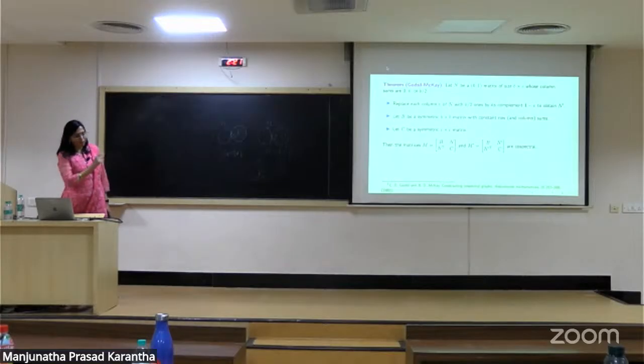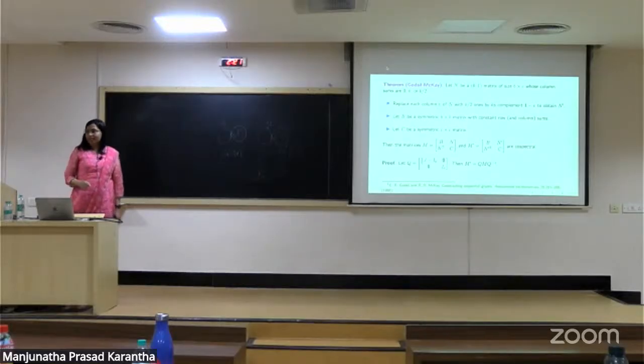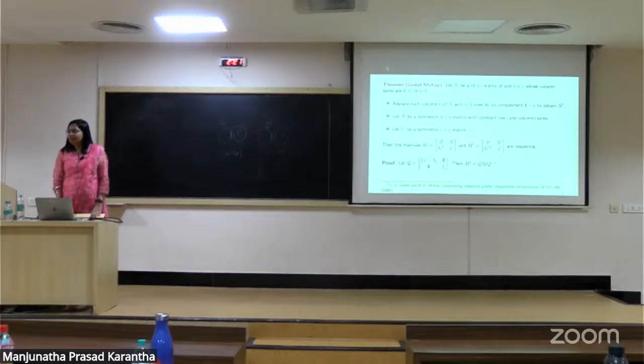Here both the matrices are similar, which you can observe, because if you take Q, the matrix defined in this way that I have written, you can show easily that M dash is nothing but Q M Q inverse.